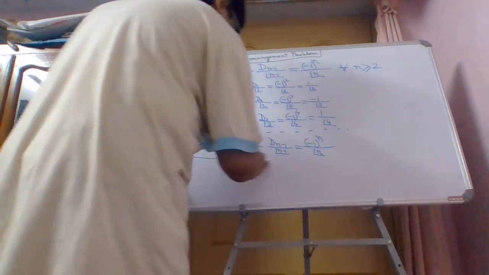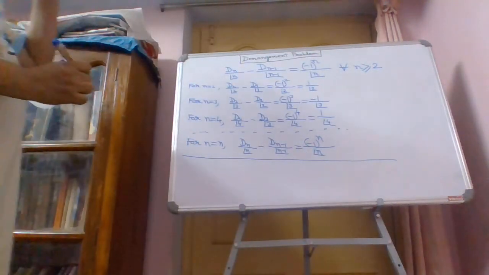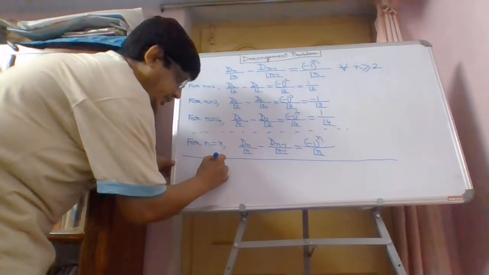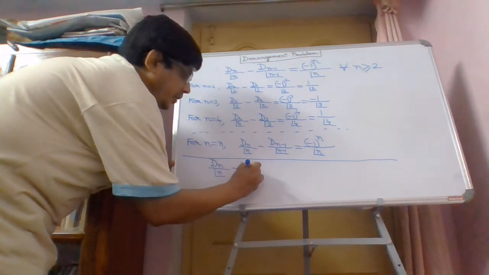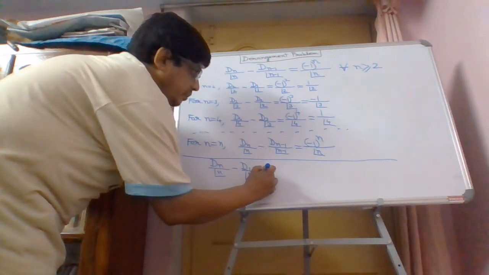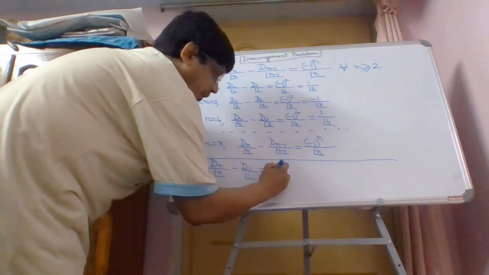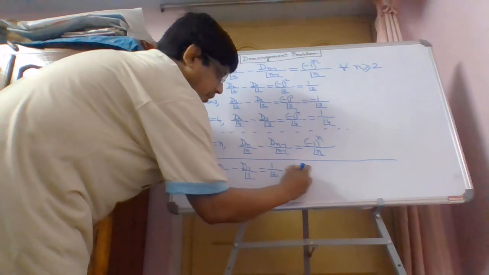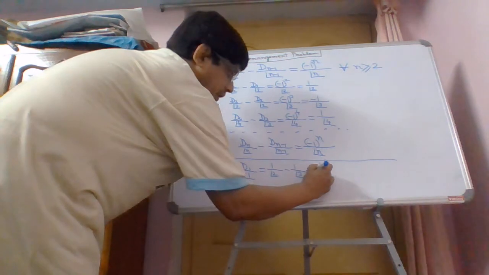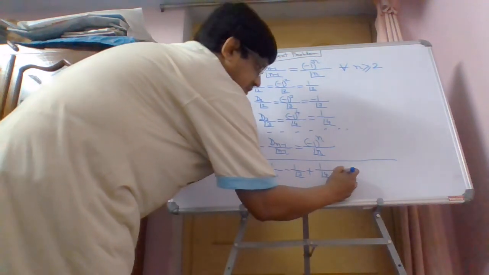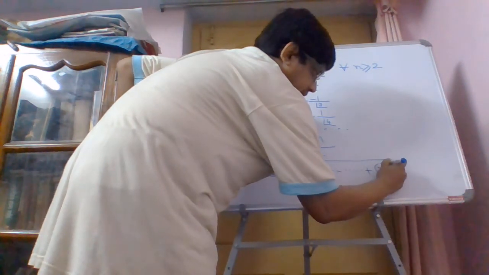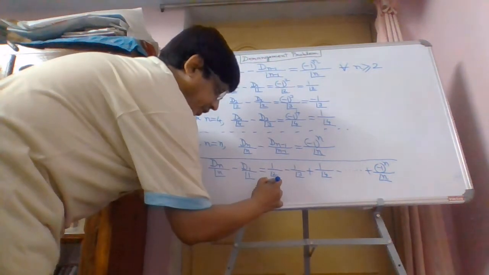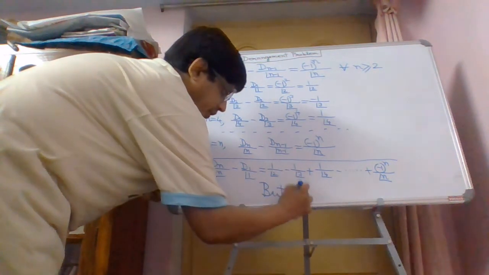Now let us add up all these relations. So actually what do we get in this case? dn by n factorial minus d1 by 1 factorial, and that must be equal to 1 by 2 factorial minus 1 by 3 factorial plus 1 by 4 factorial minus dot dot dot, and finally plus minus 1 to the power n by n factorial. But d1 is equal to 0.